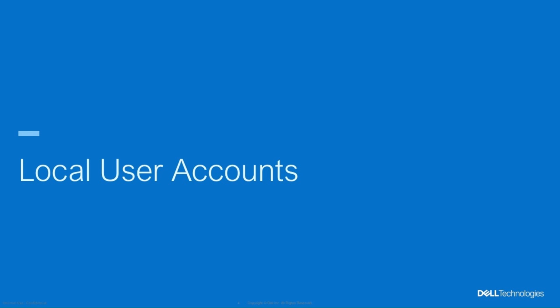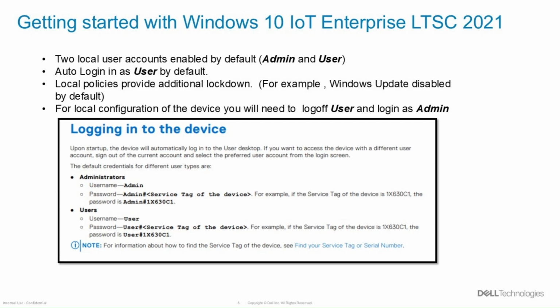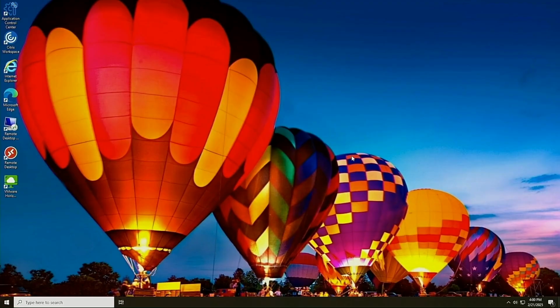One of the first things you may notice when you turn on your new Dell Thin Client with Windows IoT is it automatically logs in, and it logs in as the user account. There's two local accounts by default, the admin and user. The user is locked down with some local group policies. The admin password is going to be admin pound service tag, and the user password is user pound service tag.